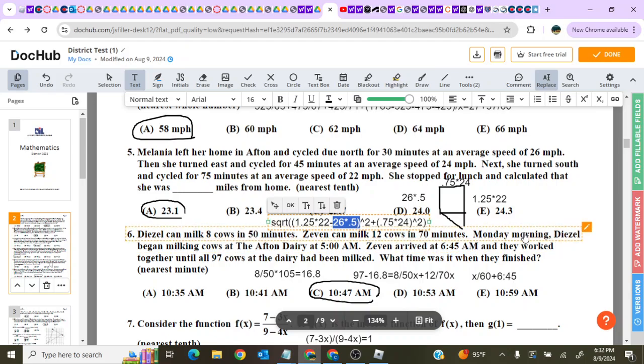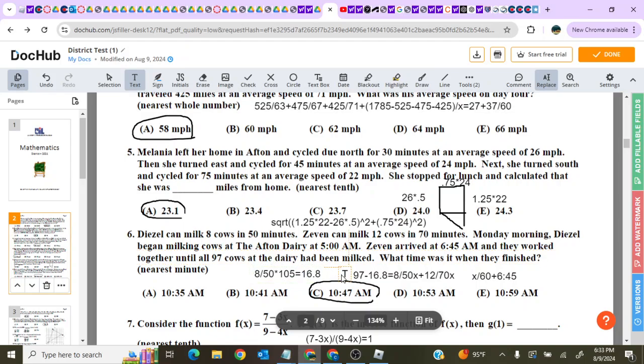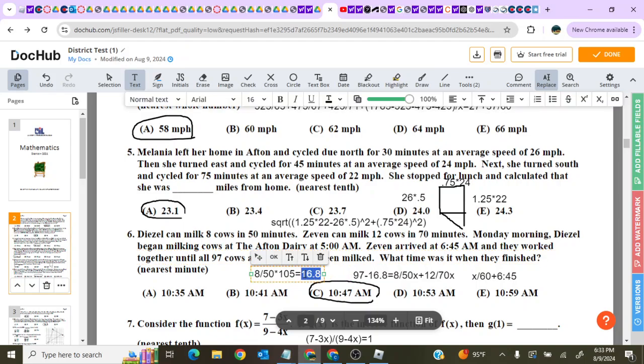So, because Diesel starts early, let's figure out how many cows Diesel milks before Zevin joins him. So he milks 8 cows in 50 minutes, so his rate is 8/50 cows per minute. And then that's multiplied by the 105 minutes he spent milking, and that means he milked 16.8 cows.